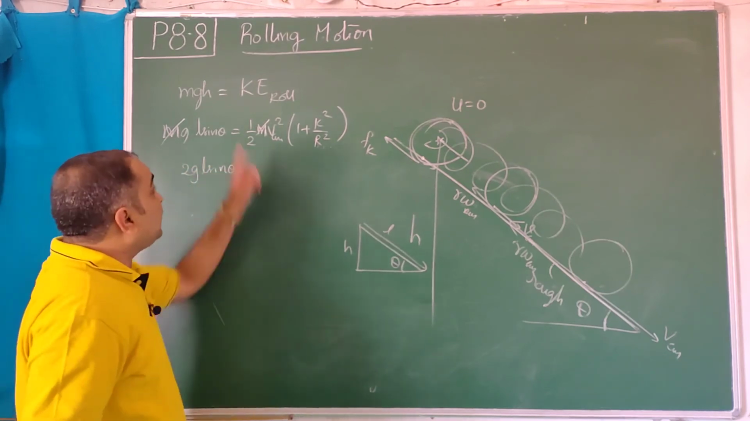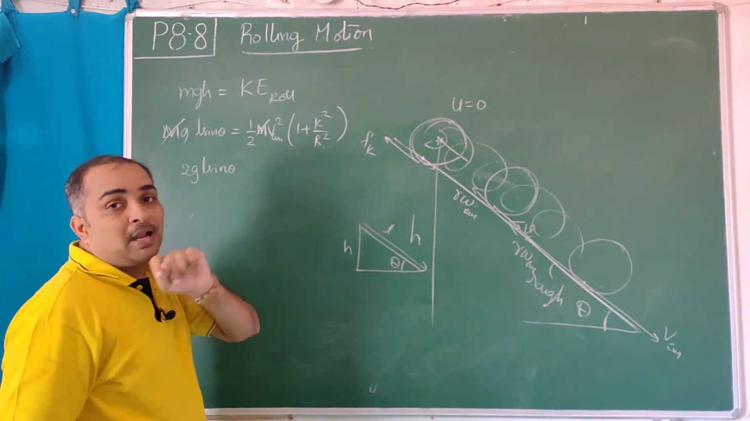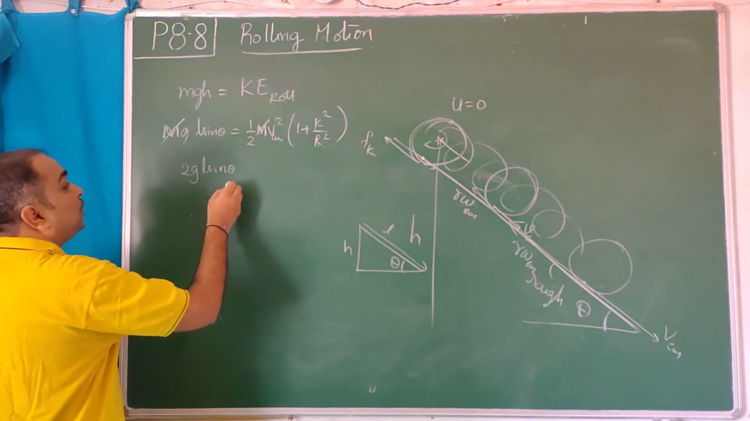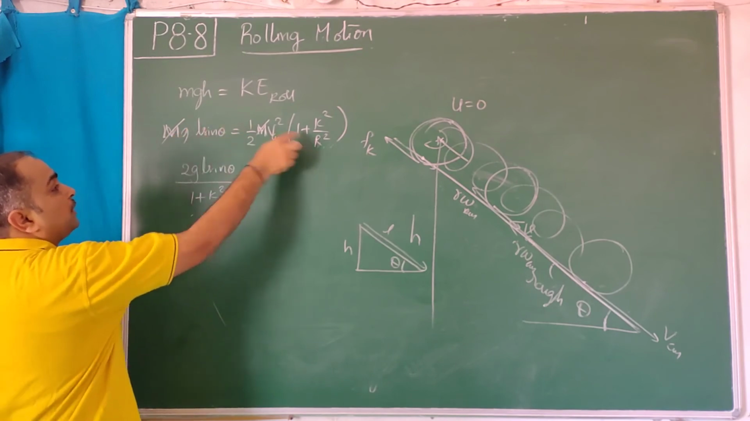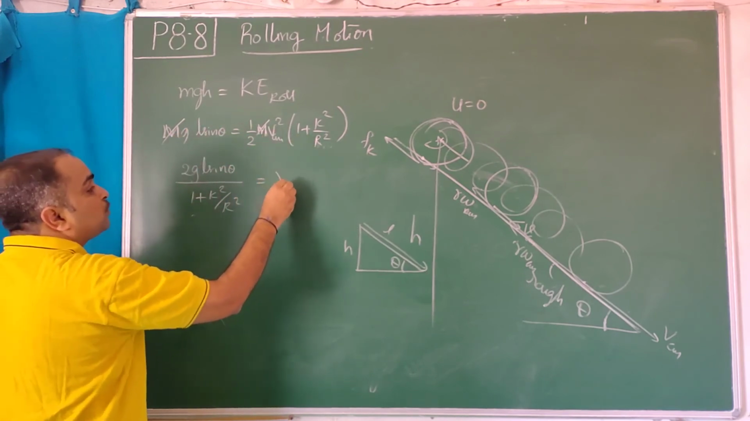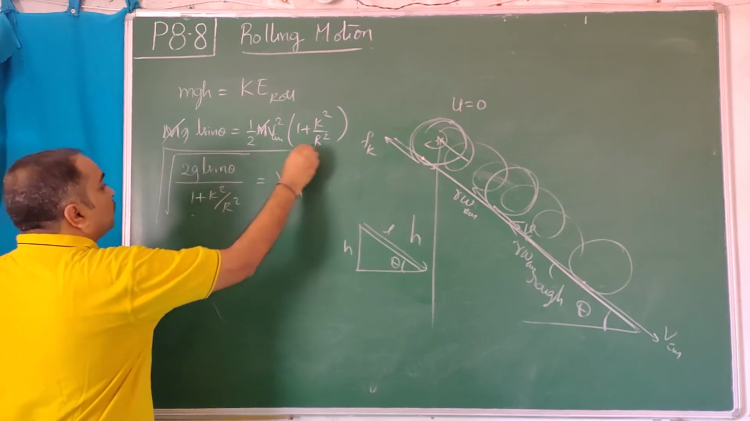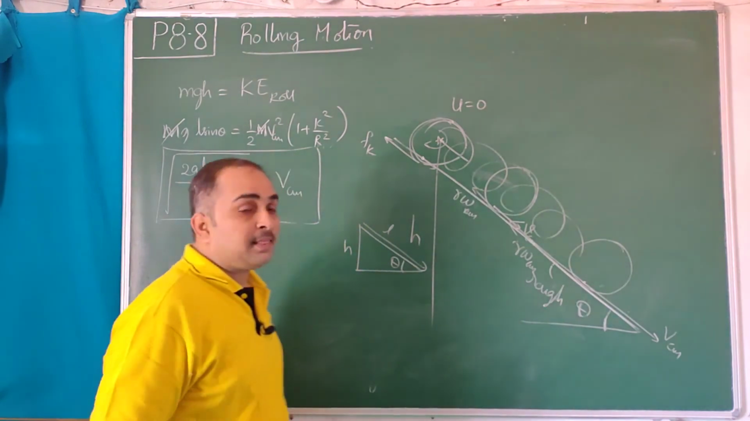First thing, can we conserve energy like this? Yes, in pure rolling we can do it. In forward slip rolling and backward slip rolling, we are not supposed to do that, because mechanical energy is not conserved in that context. By 1 plus k square by R square, this I moved down, and VCM square is there, so I write VCM under root. So this is the velocity gained after moving a length L.